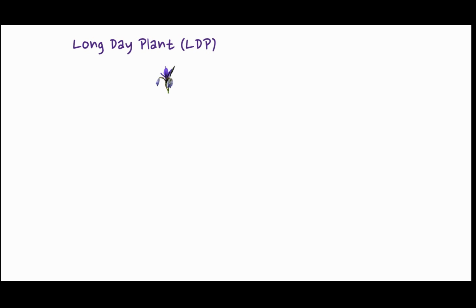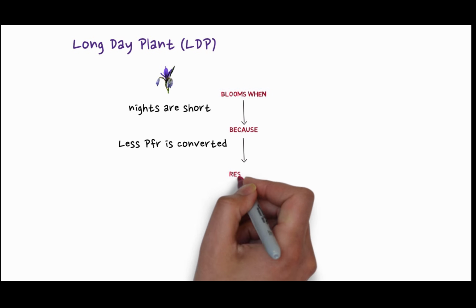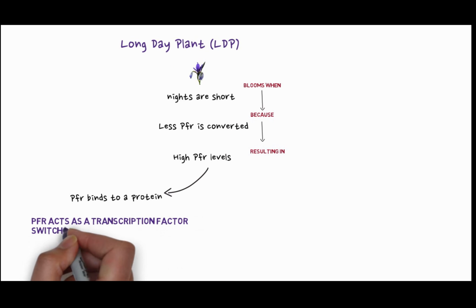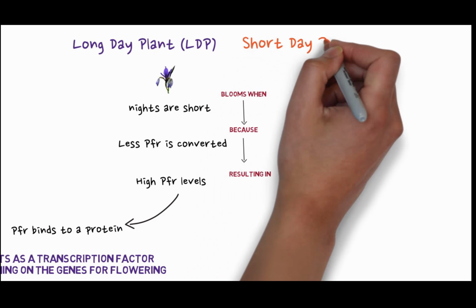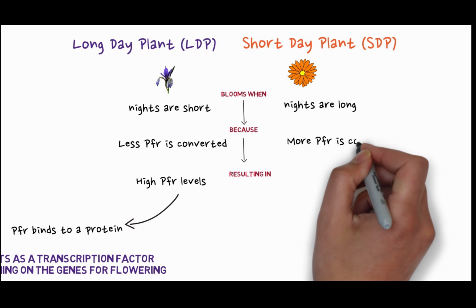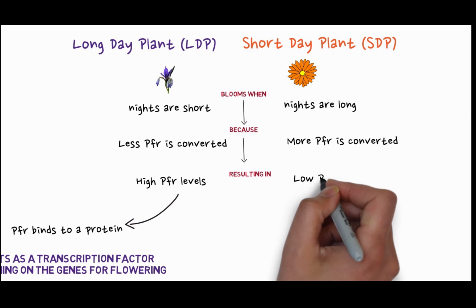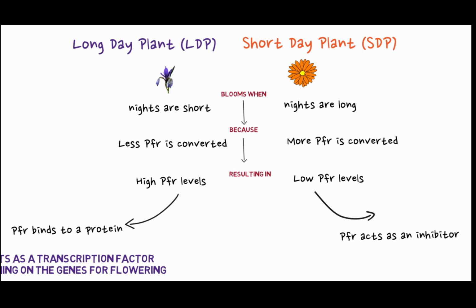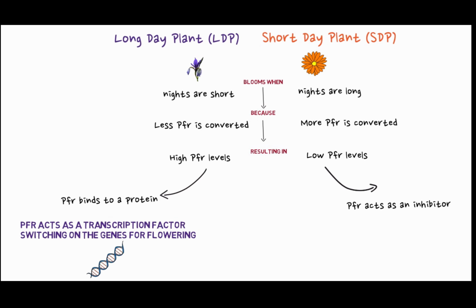So how does that work again? Long day plants bloom when nights are short because less PFR is converted, resulting in high PFR levels. PFR then binds to a protein which acts as a transcription factor that switches on the gene for flowering. Short day plants bloom when nights are long because more PFR is converted, resulting in low PFR levels. PFR acts as an inhibitor of flowering in short day plants.